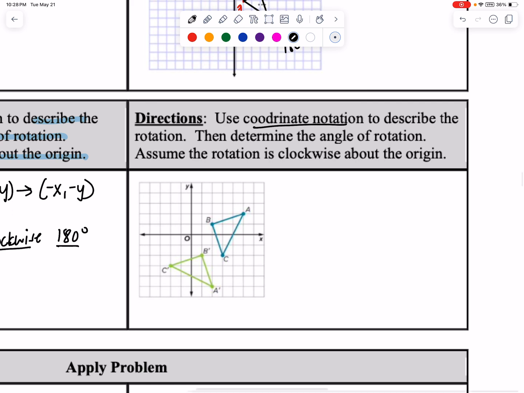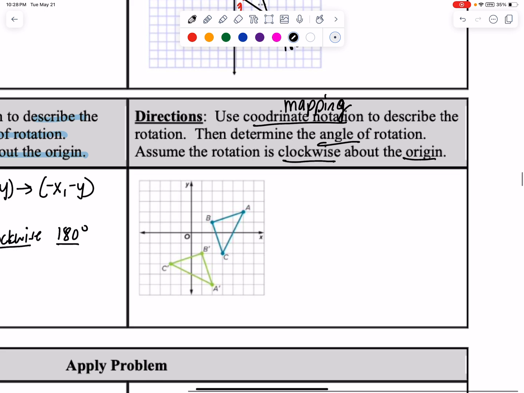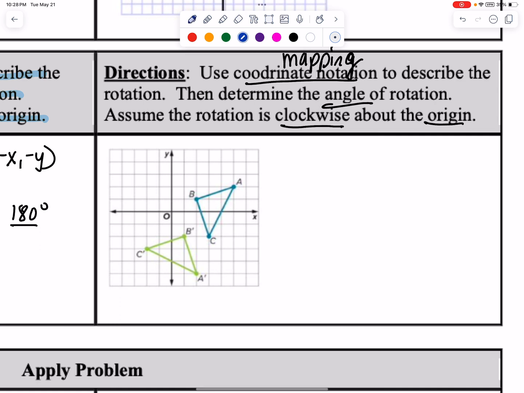Use coordinate. I think that's supposed to say coordinate, but I like the name. Anyway, they want us to show the mapping again to describe it, determine the angle, assuming we're going clockwise around the origin. Find the pre-image first. So here's our pre-image, here is our regular image. Let's think about what's happening here.